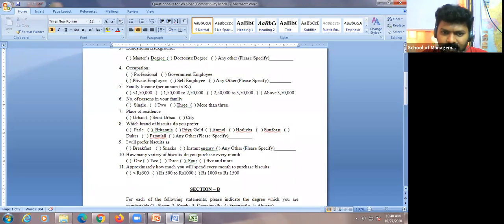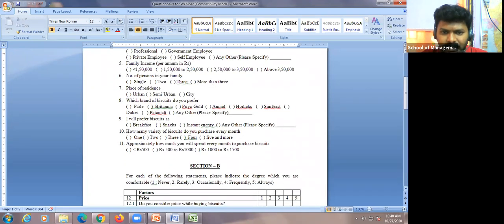Which brand of biscuits do you prefer? So I have mentioned here Parle, Britannia, Priago, Gold, Anmol, Horlicks, Sunfeast, Dukes, Patanjali, and any other, right? And I also ask whether you prefer biscuits for breakfast, snacks, instant energy, or any other. So I want to know why people are consuming a biscuit. What is the reason behind that?